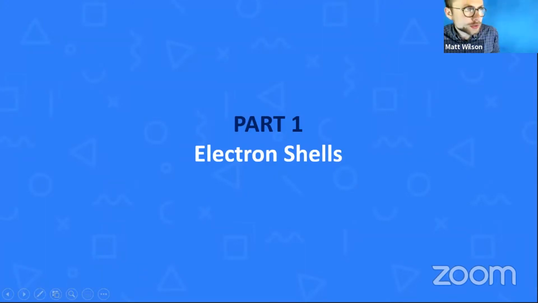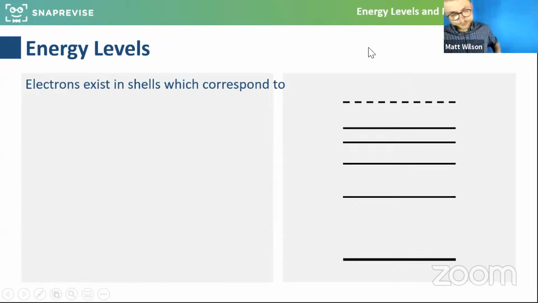Okay, so the first thing we're going to be talking about is energy levels, or electron shells. They're essentially the same thing. So there's a lot of kind of tripping over words here. So I'll start with the definition, and I'll explain what we're talking about as we go through. So here's the first statement. The first fact we need to know about atoms is that electrons in atoms exist in special shells which correspond to energies.